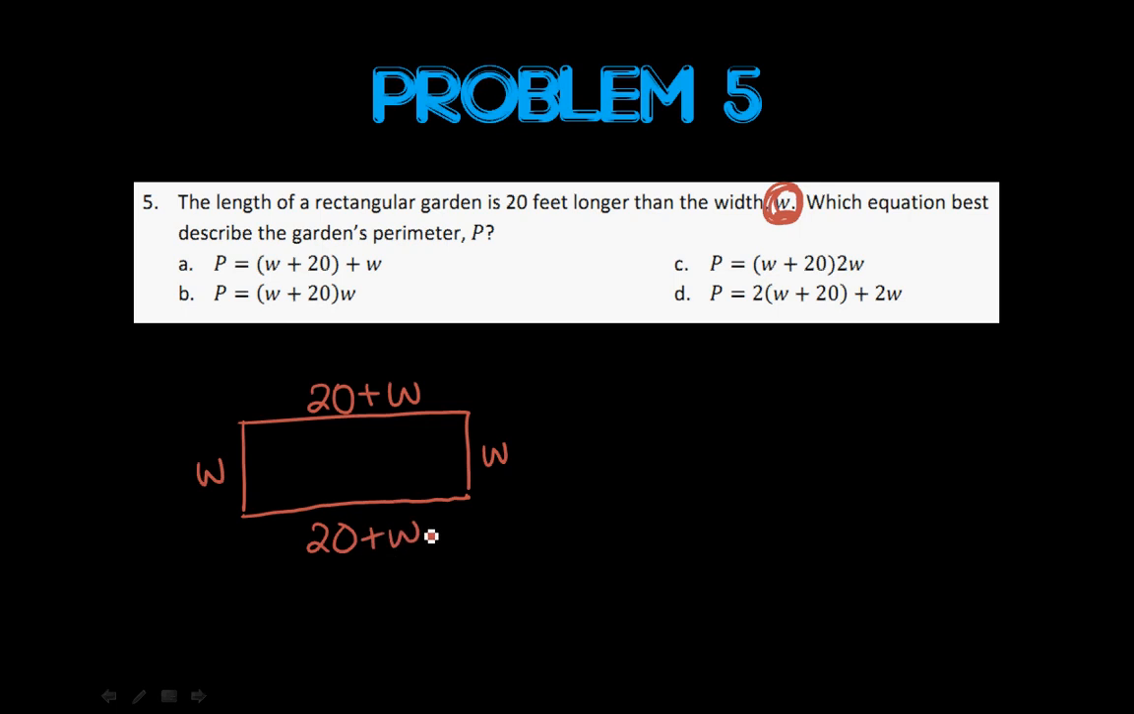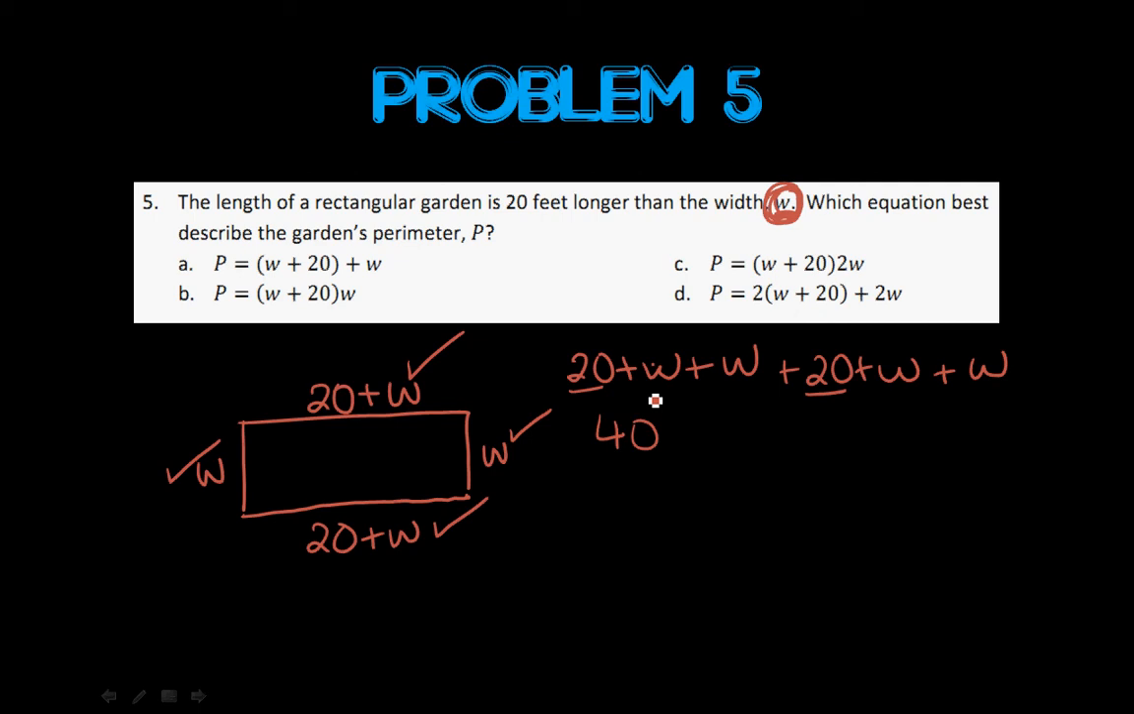They're asking for perimeter. Remember that perimeter is adding up all of the sides. So I'm just going to do that. 20 plus W, we've got that side. Plus W is this side. Another 20 plus W is this side. And then the last W is this side over here. If we combine all of those together, we can combine the 20s, and we've got 40, and then we have 4 W's here. That's how I would normally do it, but you can see that that's not the way they have it laid out.